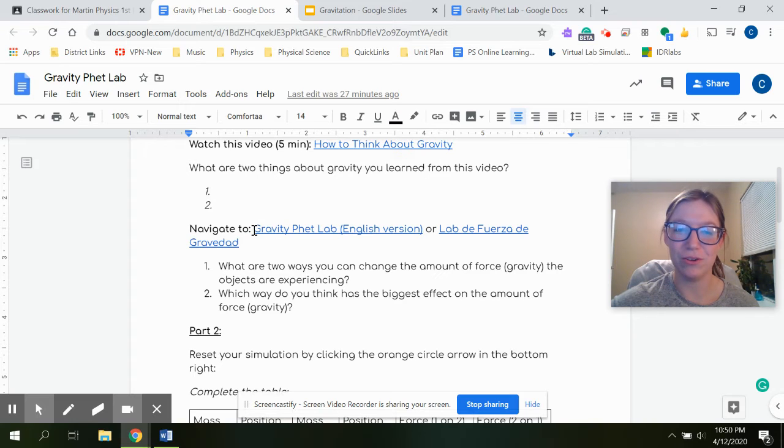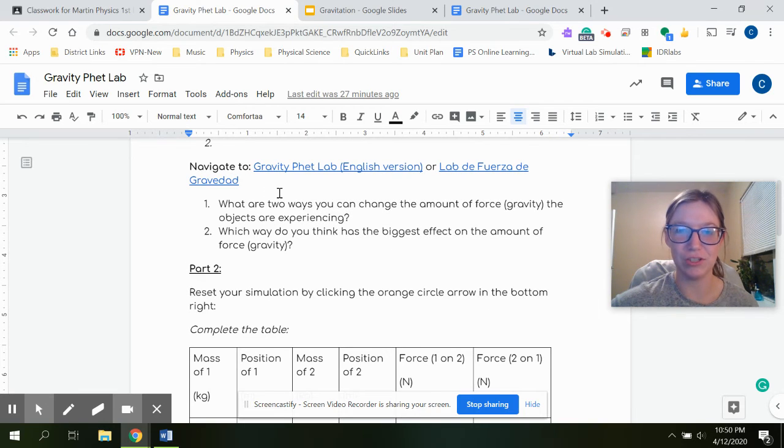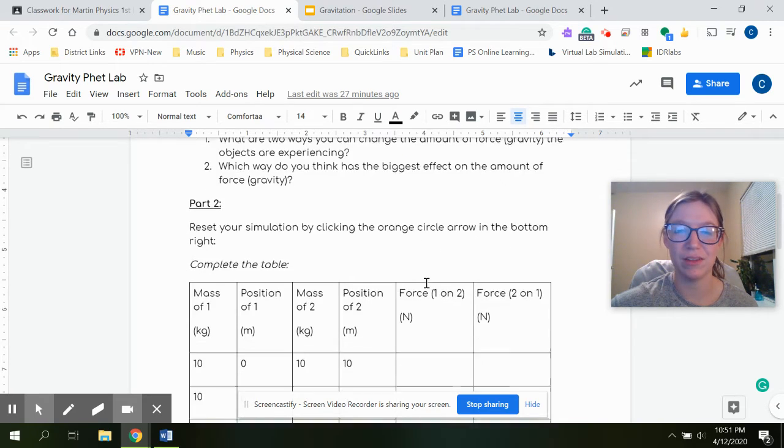Next, go ahead and go to the Gravity Phet Lab. I have both the English and the Spanish version on here. That's one of the benefits of Phet Labs versus Google Classroom, is that you get a lot more options. And you're just going to answer a couple questions. So a few of them are just describing things. How do you change the amount of force on gravity? What's the biggest effect on the amount of gravity?